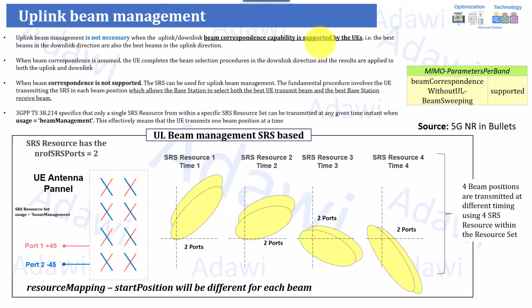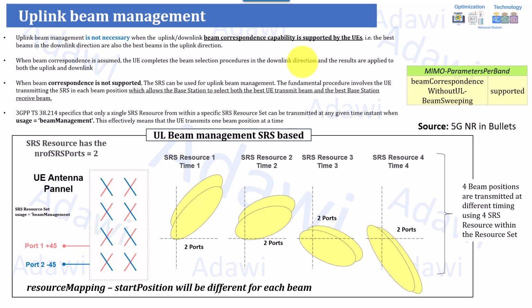What does this capability mean? Whenever the user supports beam correspondence, as mentioned here in this capability message on the right side, the beam already selected for downlink transmission can be used for uplink. The best beams in the downlink direction can also be assumed to be the best beams in the uplink direction. That's why it's called beam correspondence. And the opposite way around, the best beams in the uplink direction can also be used for downlink. So if the beam correspondence capability is supported by the user, there is no need for uplink beam management at all. Okay.